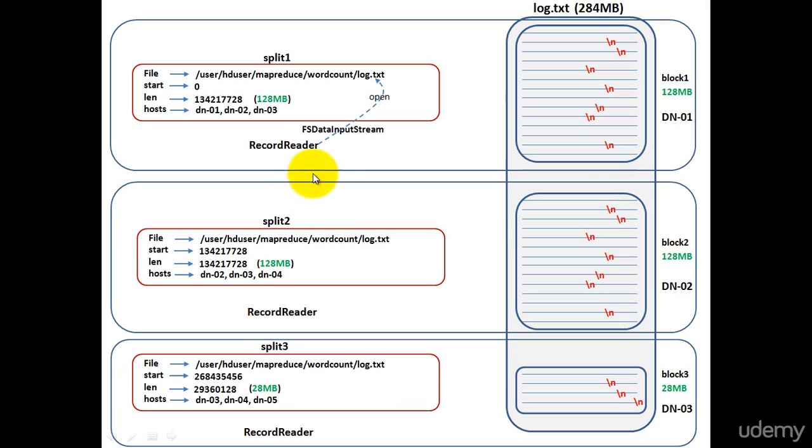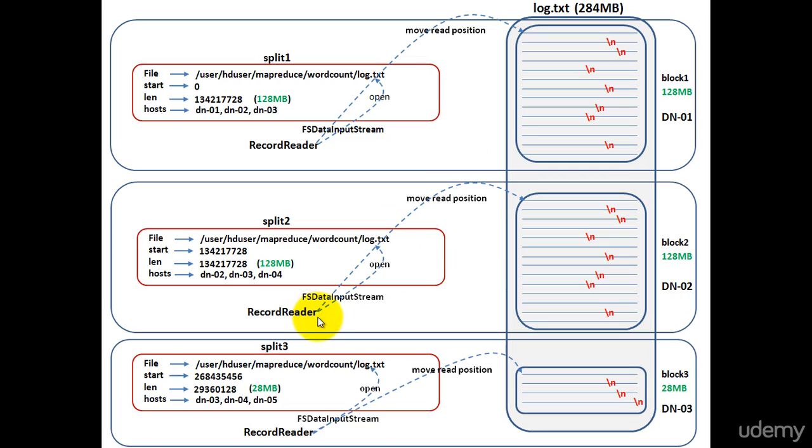Now the record reader in the first map task will open the file using fsdata input stream. And then it will move the read pointer to the start offset. In this case, the start offset is 0. After moving its read pointer to the start offset, it will start reading each record from that offset. Similarly, the record reader in second map task and the record reader in third map task will open the file using fsdata input stream and move the read pointer to the respective start offset, and then they will start reading records from that offset.